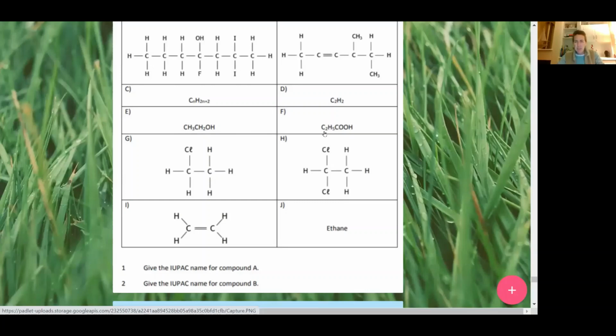This has 2 carbons, 5 hydrogens, and then a C over H. The functional group is for a carboxylic acid. So this, of course, has 3 carbons, and it is propanoic acid. You can put E and F together to make what sort of compound?